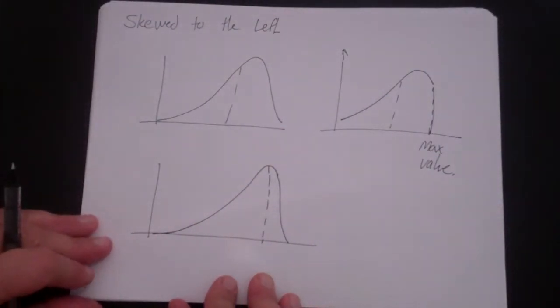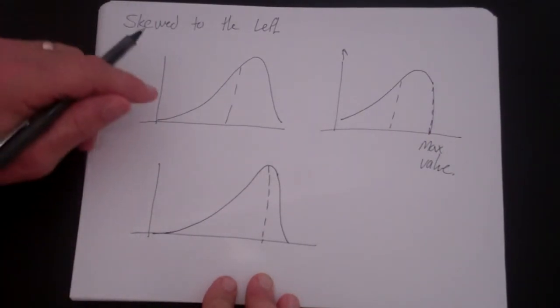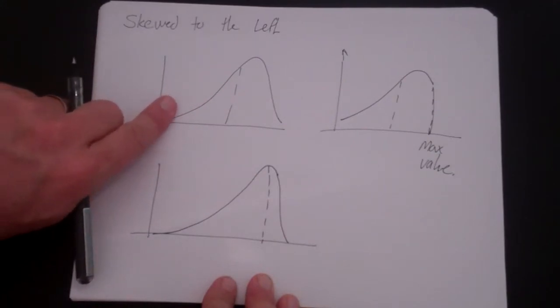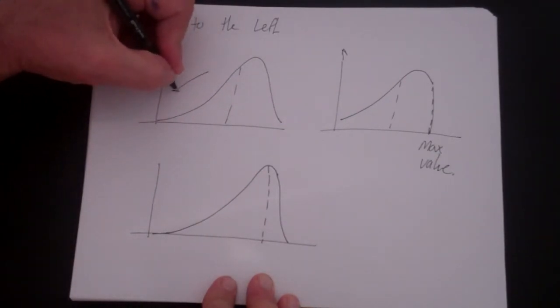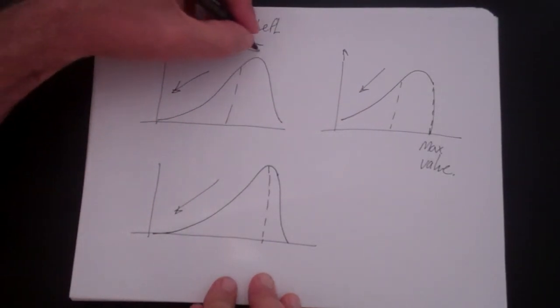Right? And in some sense, if you notice all of these, the longer tail is to the left, right? I'm sorry. Yeah, the longer tail is to the left. So that's the longer tail. There's the longer tail, and there's the longer tail. That's why we call it skewed to the left.